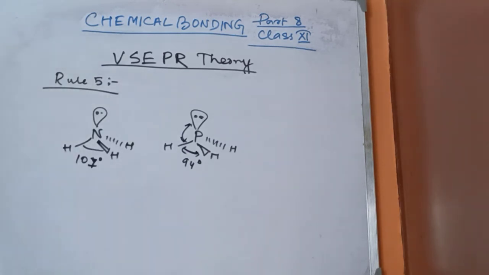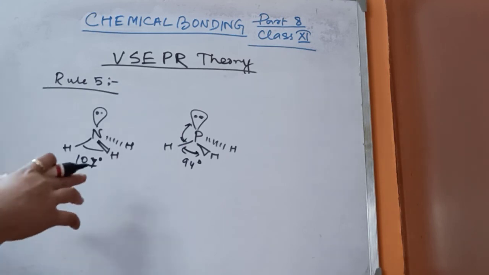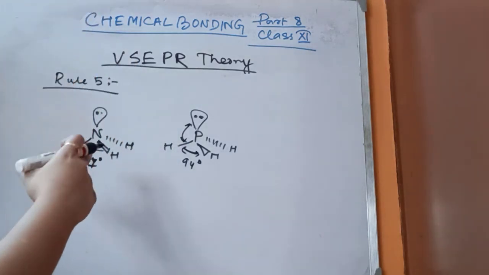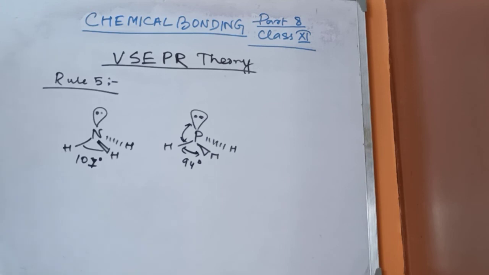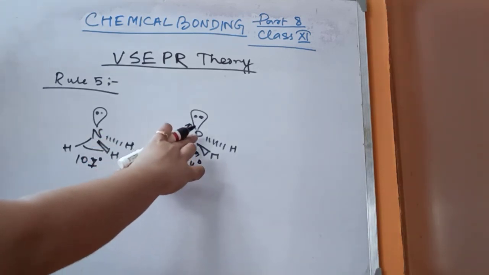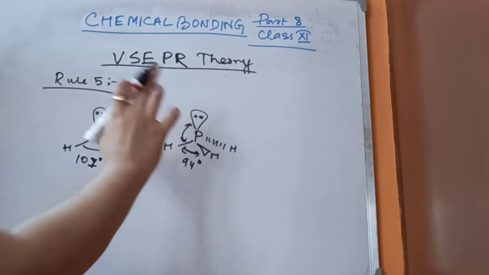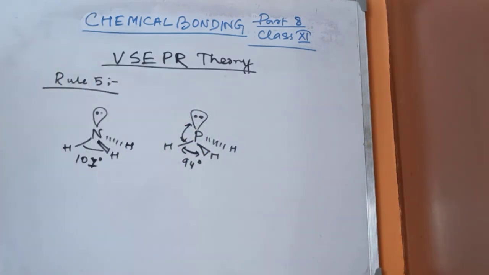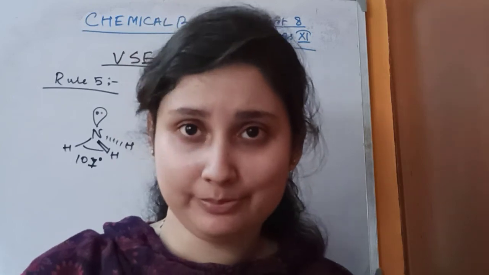Okay. So this is about rule 5. That's why in phosphine the bond angles are much lower than in ammonia. Because of the presence of incomplete or vacant 3d orbitals in phosphorus, the lone pairs undergo stronger repulsion because of the availability of greater space. So these are basically the 5 rules of VSEPR theory.